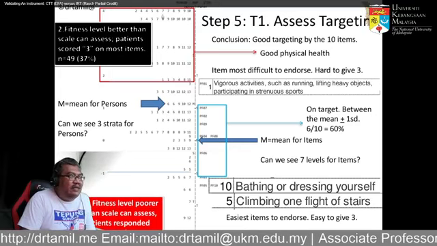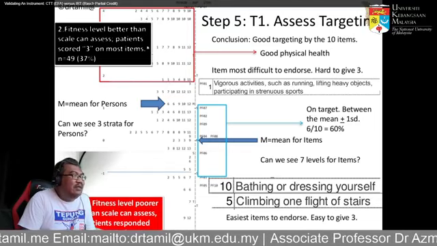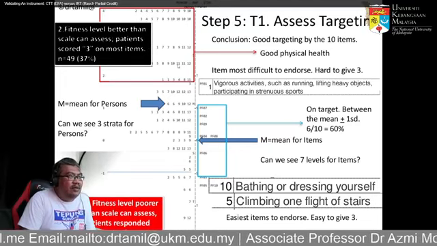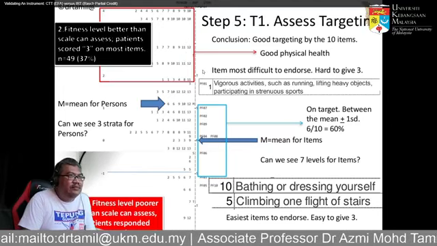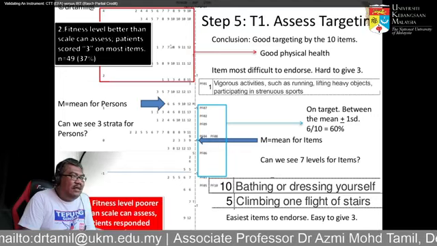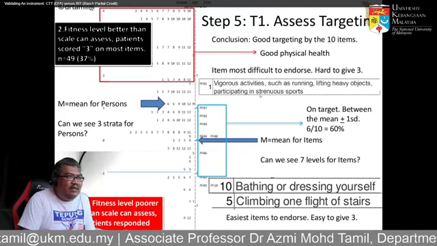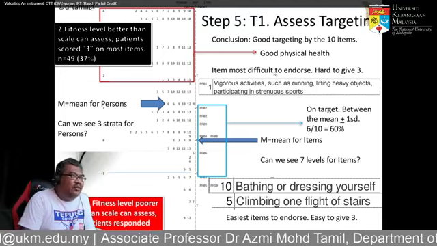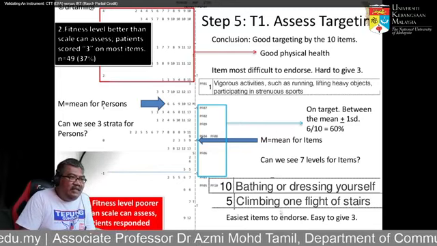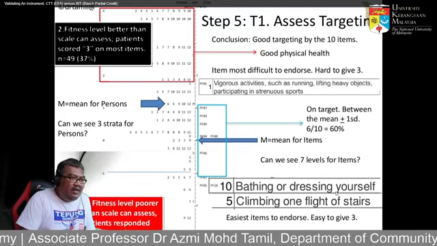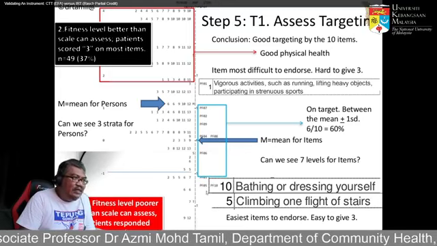So for the person here, you can see that there are about 49 of them who got the score of 3 for almost all the questions. So these people are not properly assessed by the items, because even the most vigorous activities such as running, lifting heavy objects, and participating in strenuous sports, they can do, no problem. Things that are very easy for them to do, bathing or dressing yourself, climbing one flight of stairs, they find it very easy. So you can see here the question.